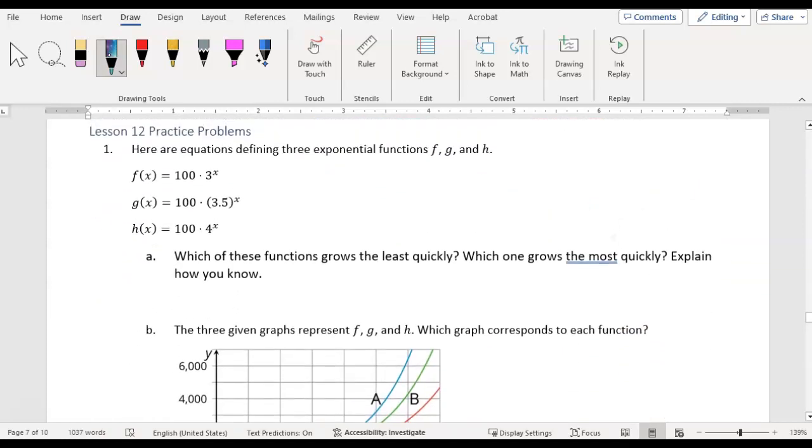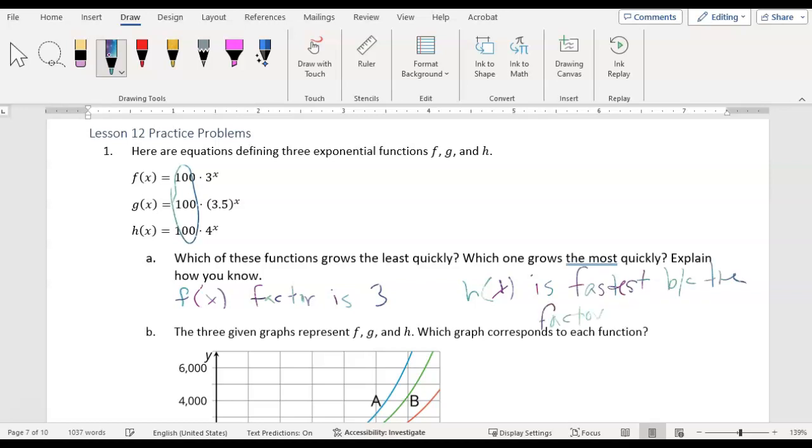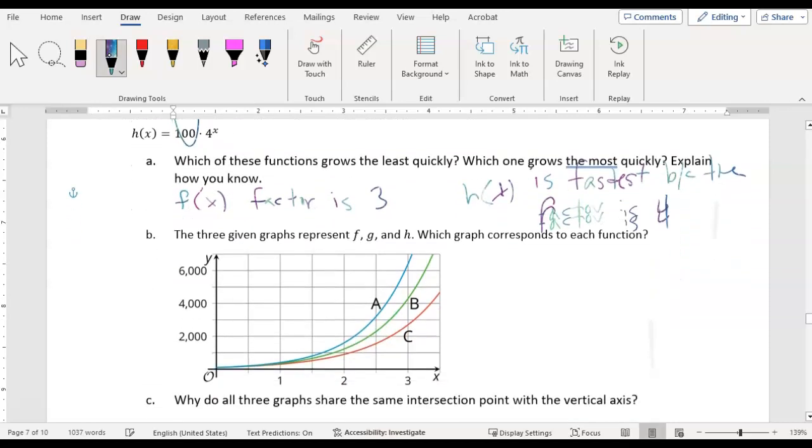All right, let's get into today's practice problems. So here are equations defining three exponential functions, f, g, and h. Which of these functions grows the least quickly? Which one grows the most quickly? How do you know? So here a is all the same, meaning our starting value is all the same. And so in this case, the one that grows the least quickly is f of x, because the factor is only 3. In comparison, h of x is the fastest growing, because the factor is 4, which means it is growing much faster.